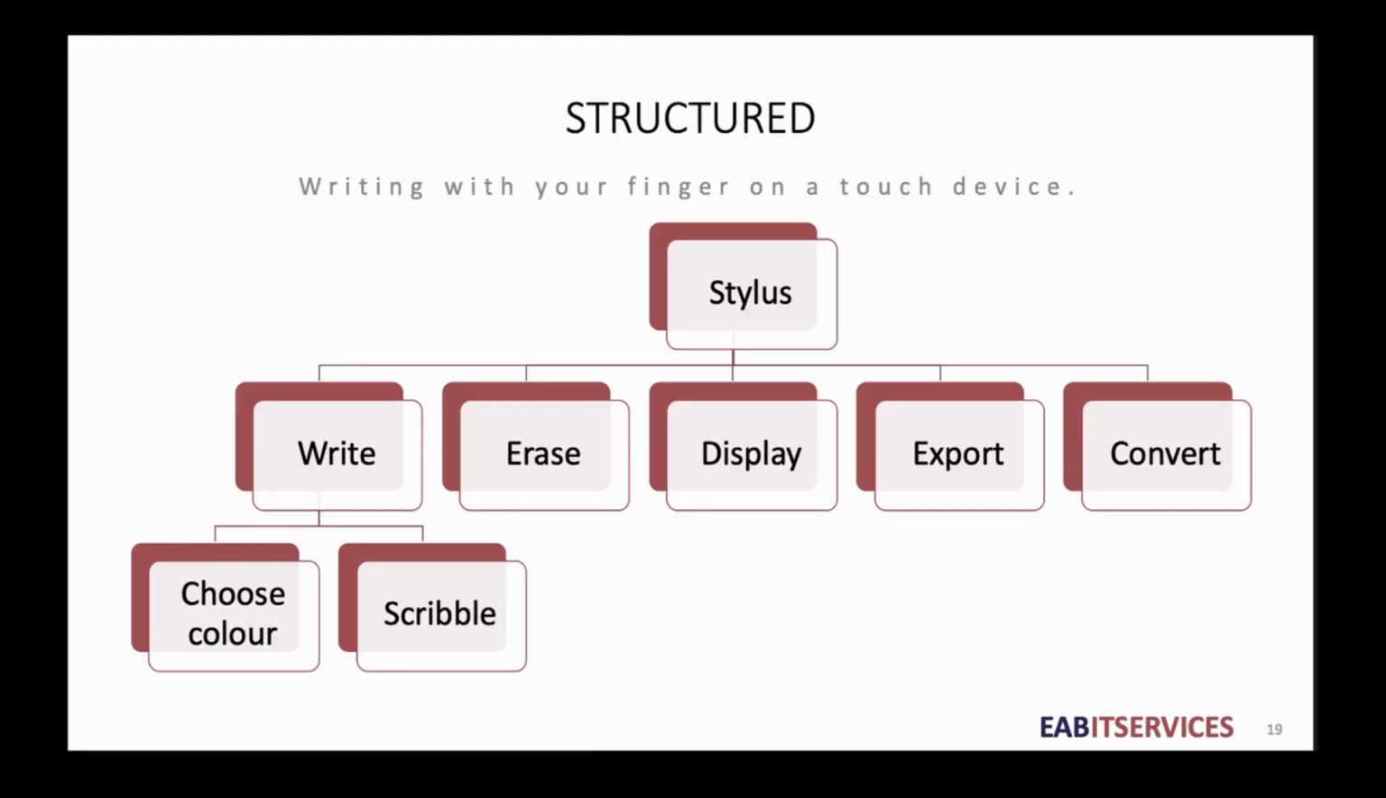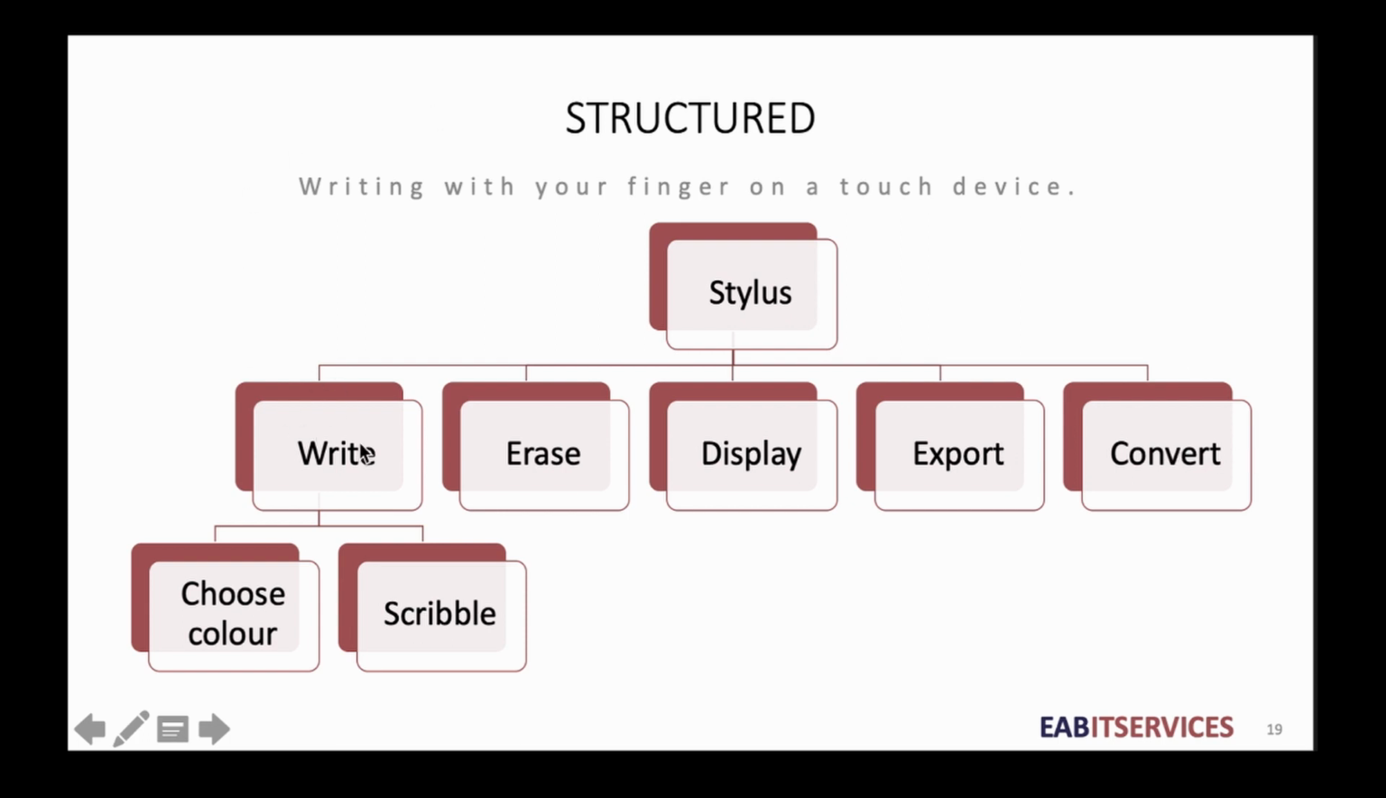another example that I've broken down here. Let's say that you want to write a simple program that allows you to use your finger to write on a touch device. First of all, the problem here is you want to write a program that behaves like a stylus. So how do you break it down? You break it down into modules. You have the write module, erase, display, export, convert.